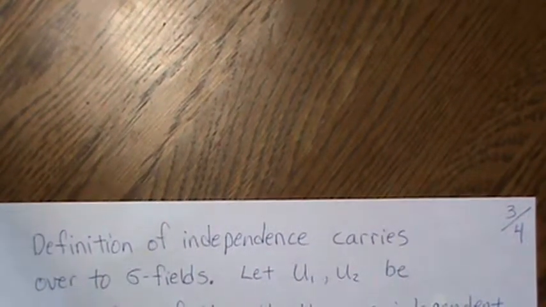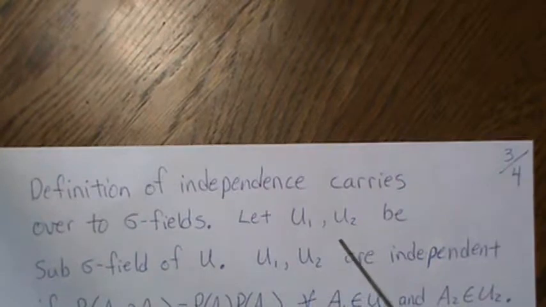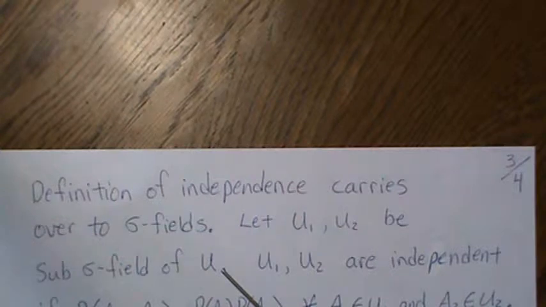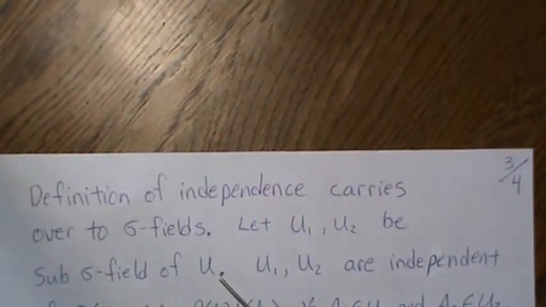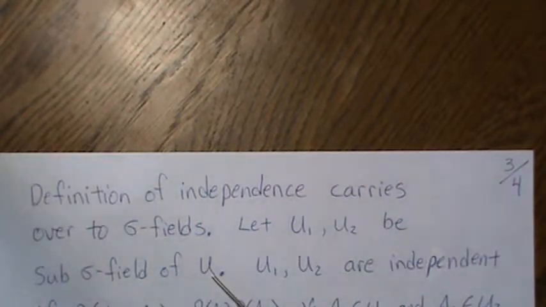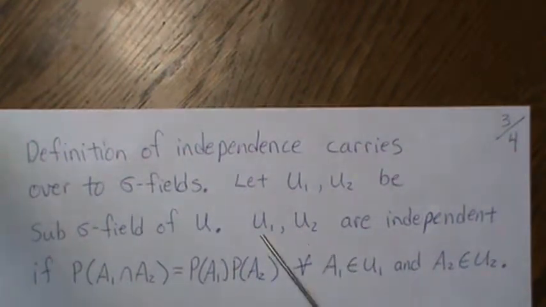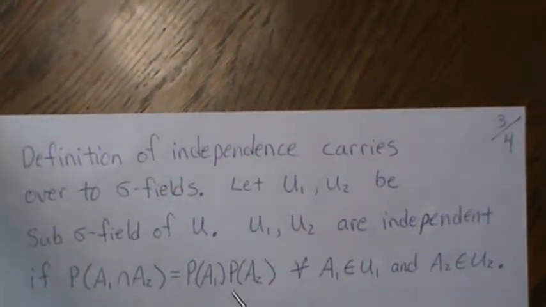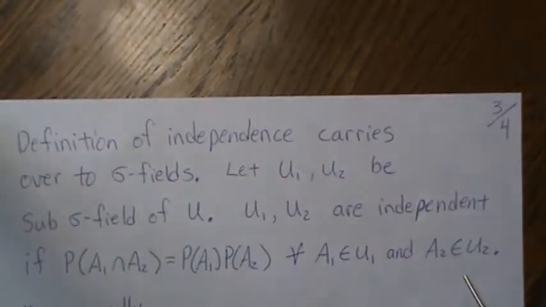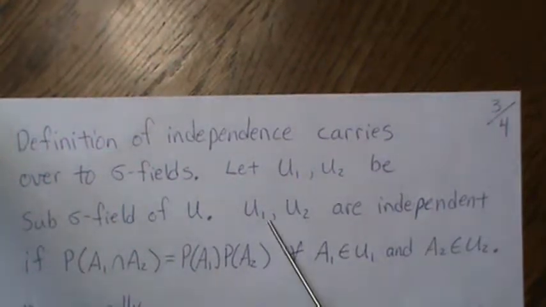Okay, independence carries over to sigma fields. So let U1 and U2 be sub-sigma fields of U. Here U is associated with our sample space. Now if we break this up into sets that are sigma fields themselves, then they're called sub-sigma fields of U. So now we have 2 sub-sigma fields, and they're independent if this relationship holds for all events in their respective sub-sigma fields.